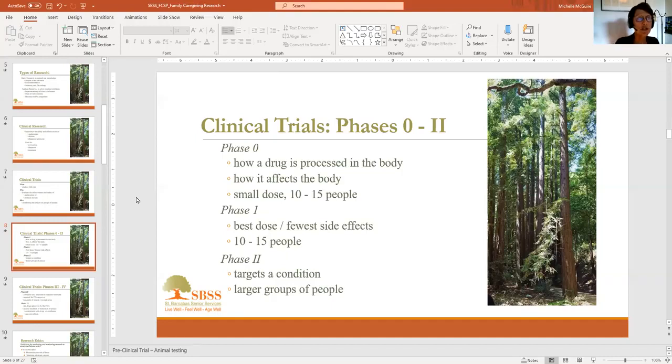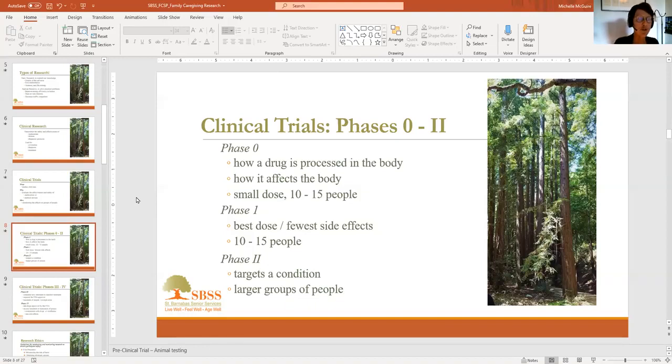Phase 1 tries to determine the best dose with the fewest side effects. Again, you're just looking at a small group of people, maybe 10 or 15 people. You can stay in phase 1 for a while, and you're going to be running multiple studies because you're going to be slowly increasing your dose and watching those side effects to see the strongest, most effective dose with the fewest side effects.